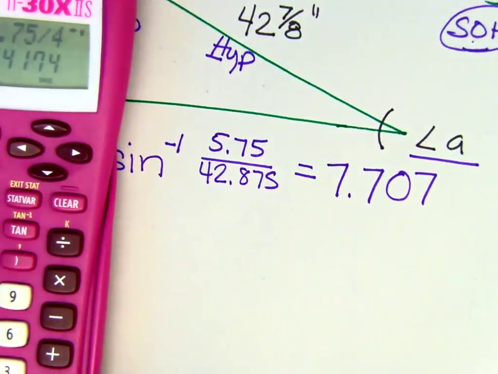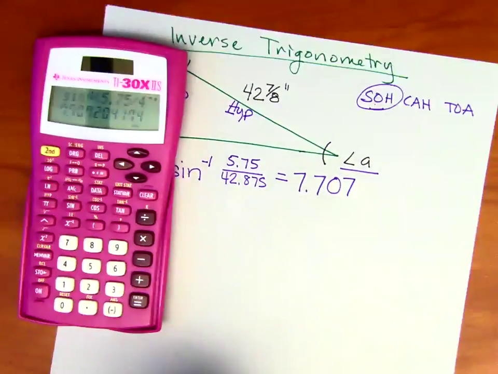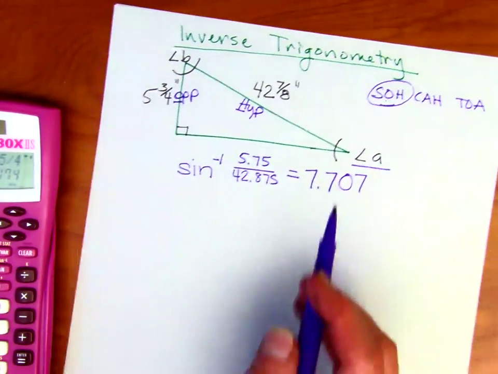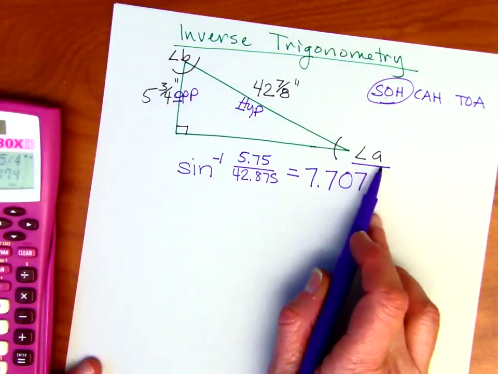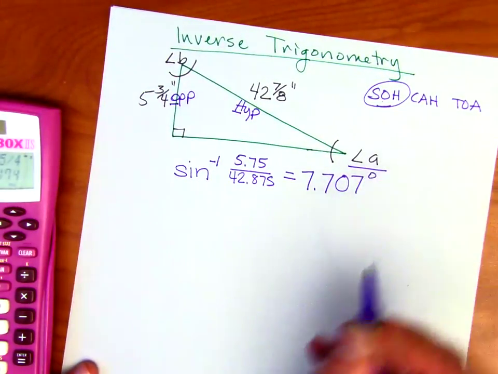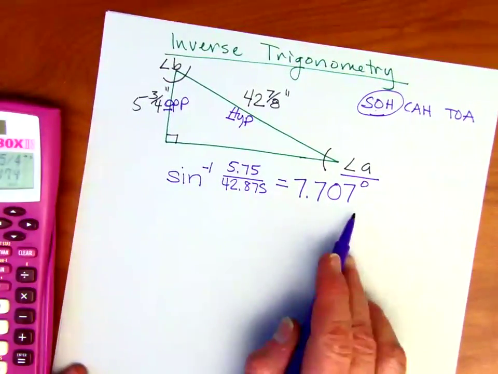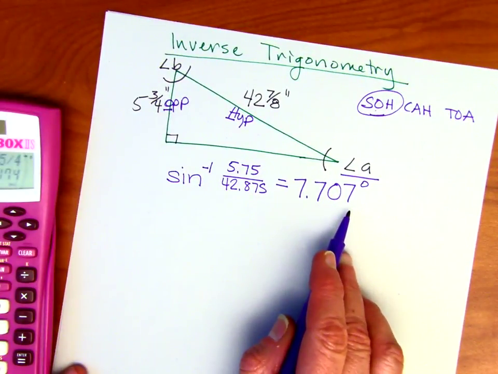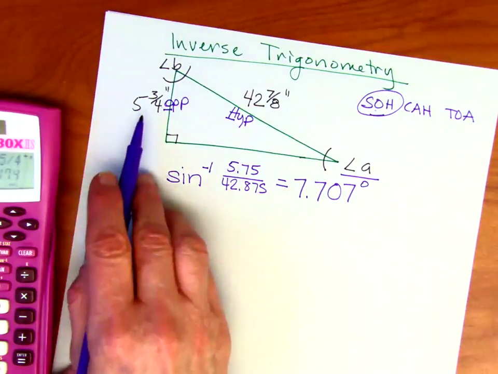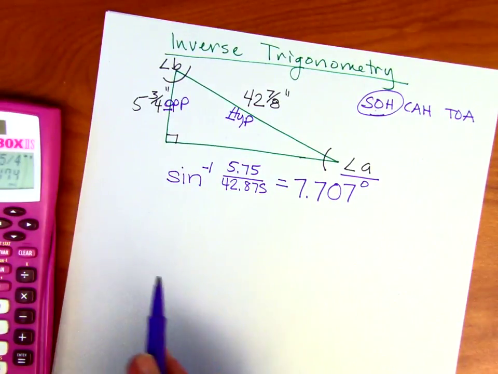So I'm going to zoom back out because we don't need to be this close anymore. Okay, so angle A is 7.707 degrees. Notice that's not in inches. We do not need to convert this to the nearest 16th. We're only going to do that when we're trying to figure out the side dimension.